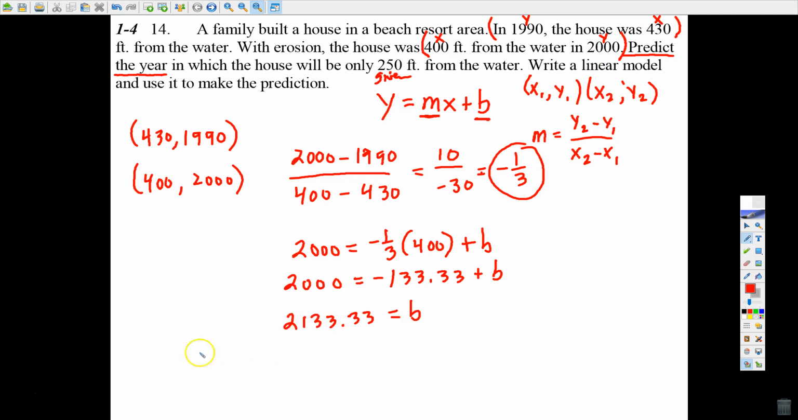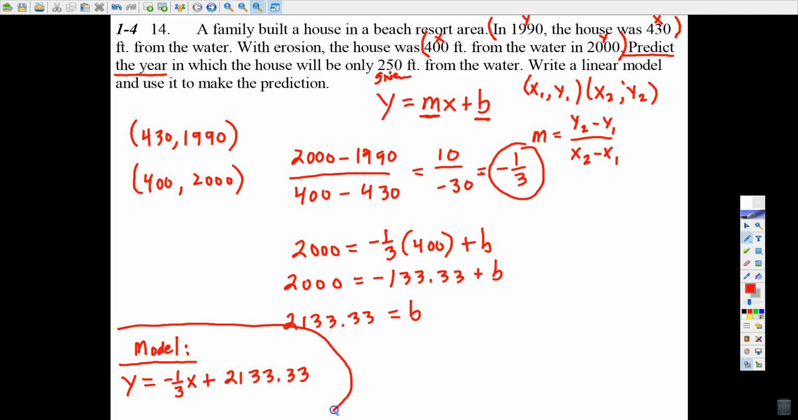Okay, so here is my model. And please don't forget on your test to write this, because it's really worth more of the points in this problem than the actual prediction. All right, so my model is y equals the slope, which was negative 1/3, times x, plus the y-intercept, which is 2133.33. So there's my answer to the linear model, and now let's use it to make the prediction.